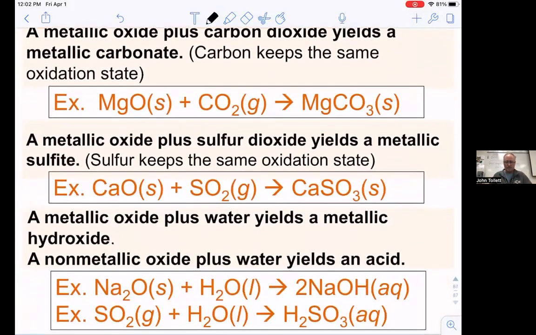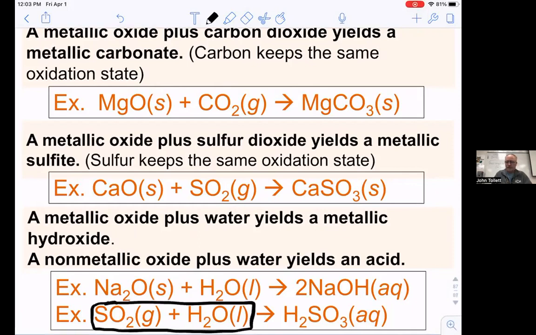So if I look at the ones that are down here, like sulfur dioxide and water, you're just going to push these 2 things together because they're all nonmetals and make this. With the sodium oxide, you're actually producing a base. Now, this one could be in a limited amount of SO2.